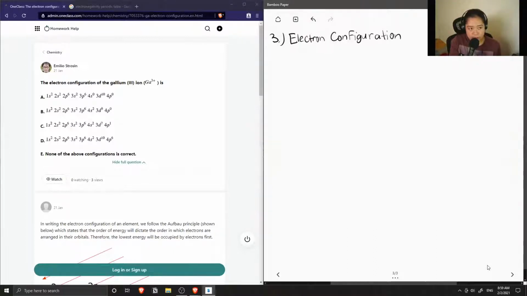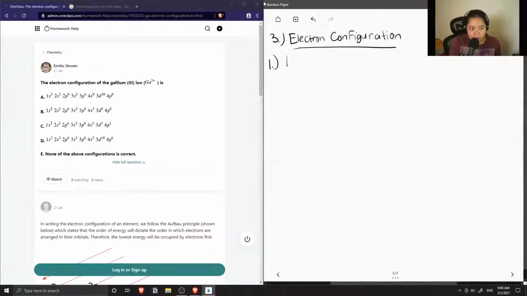So finding the electron configuration of an element in its ground state will help us determine its electron configuration when it is an ion. So in the case of gallium 3+, this means it lost 3 electrons. Okay, so I'll write out the steps of finding electron configuration.